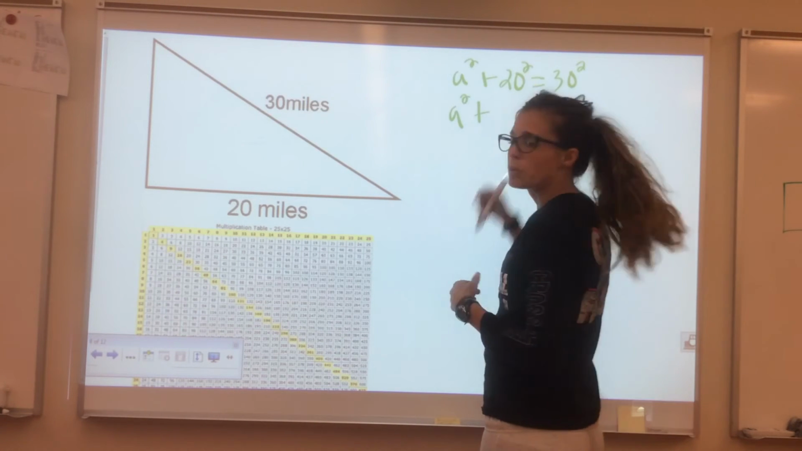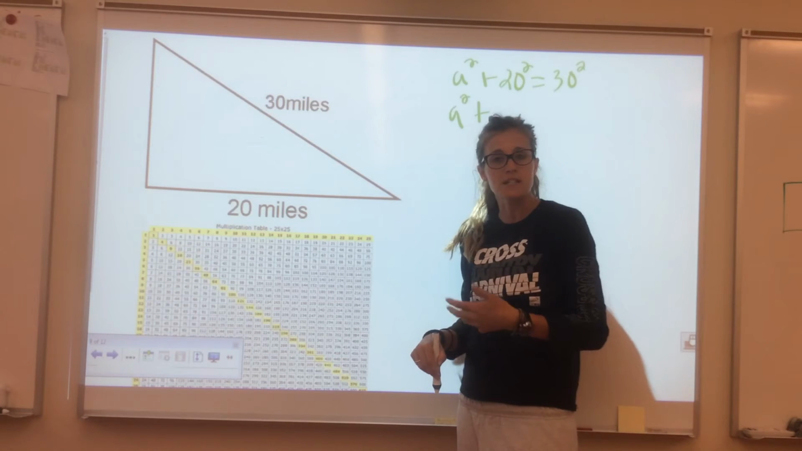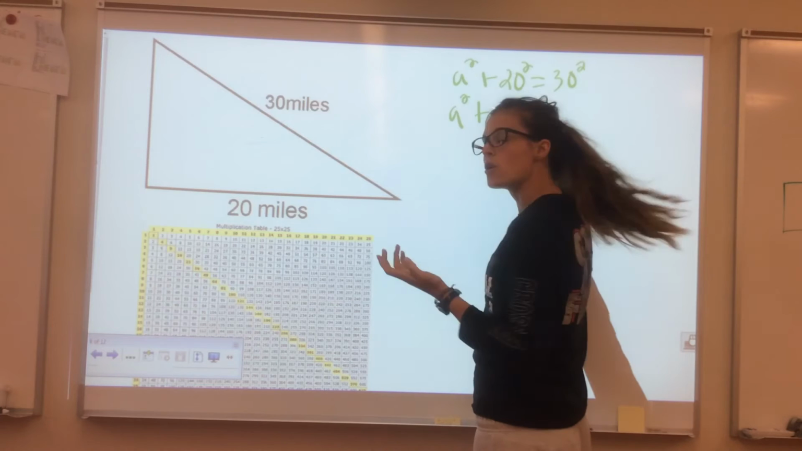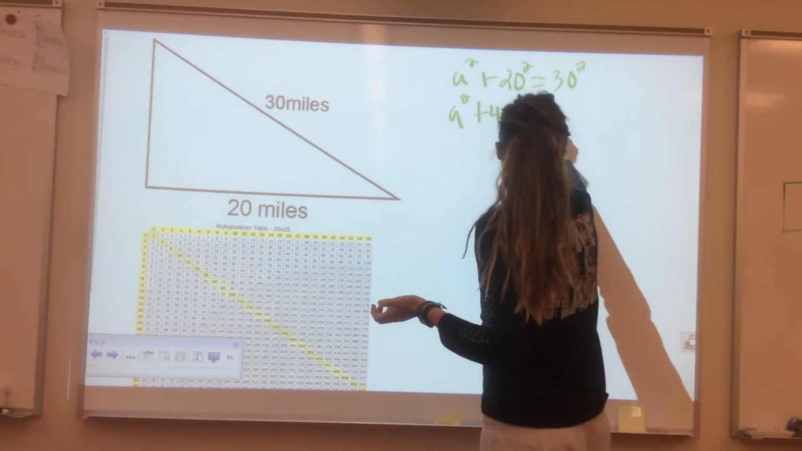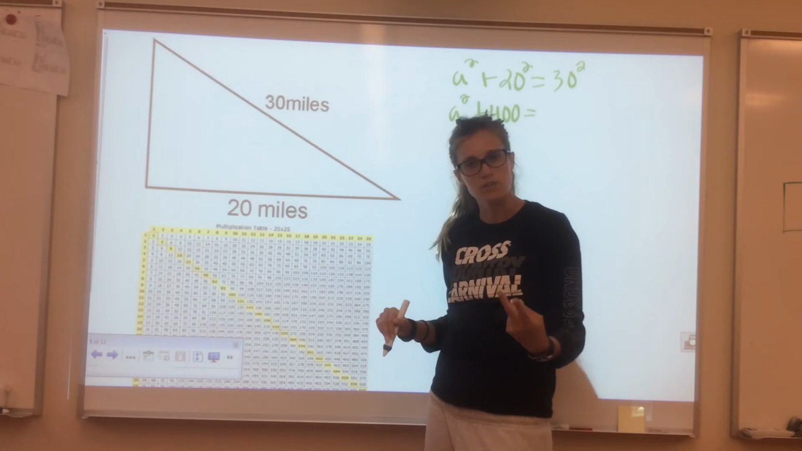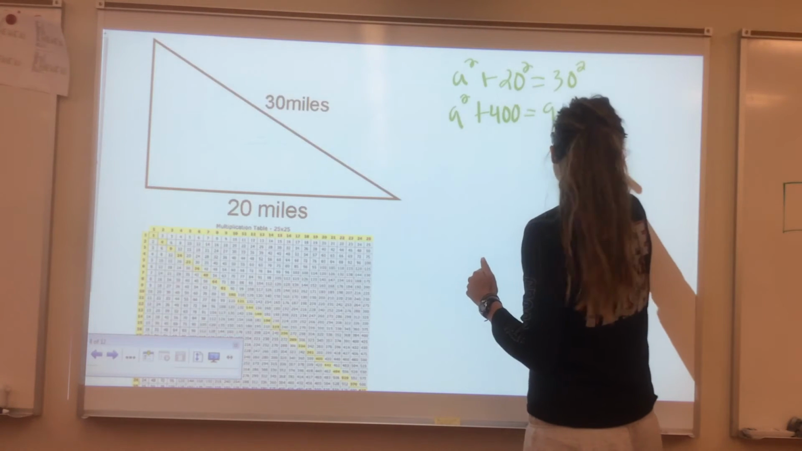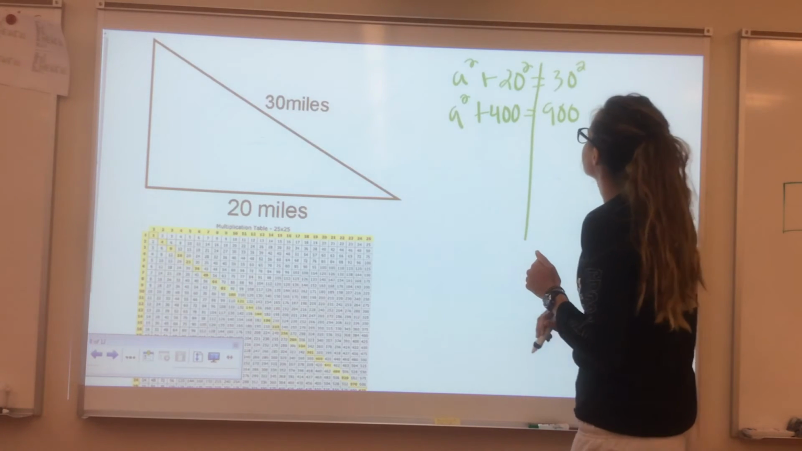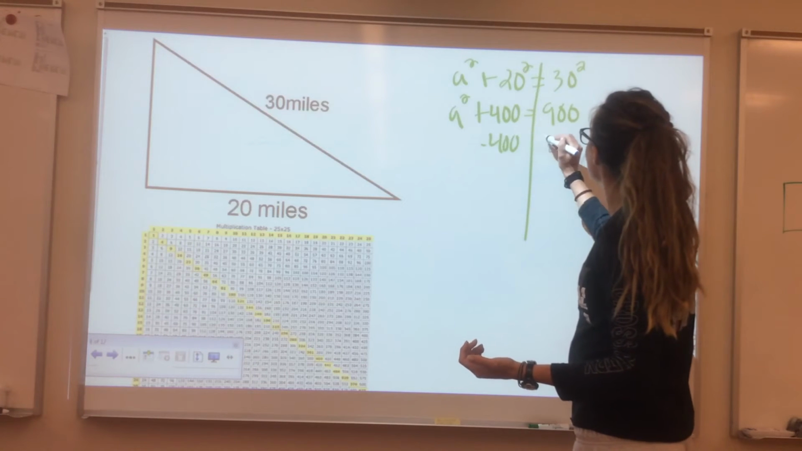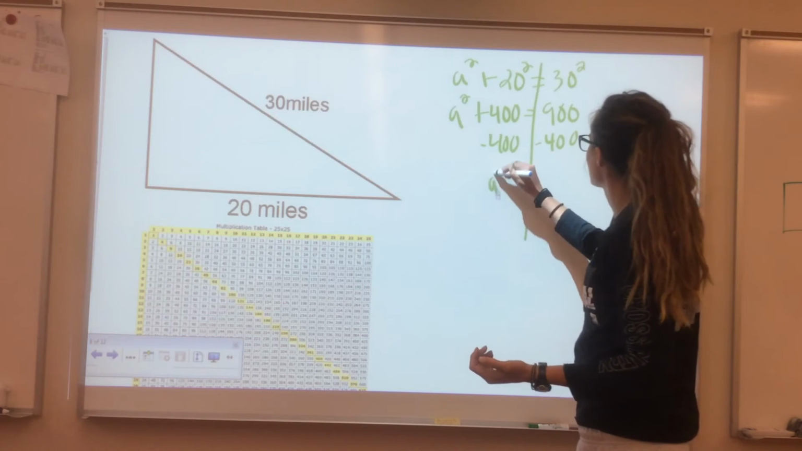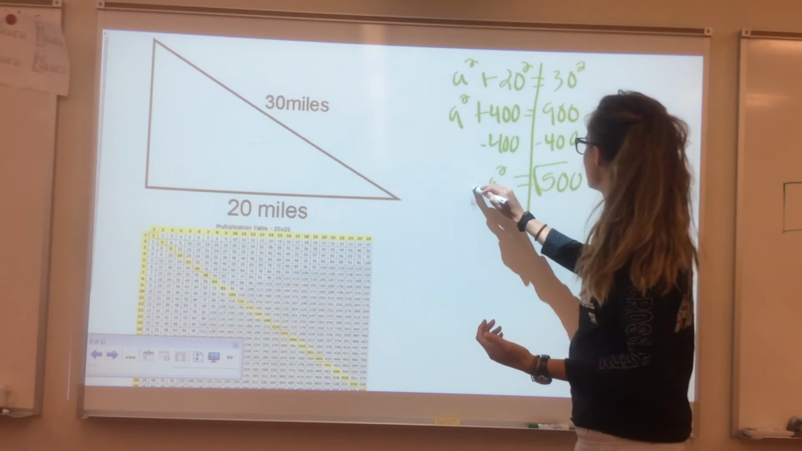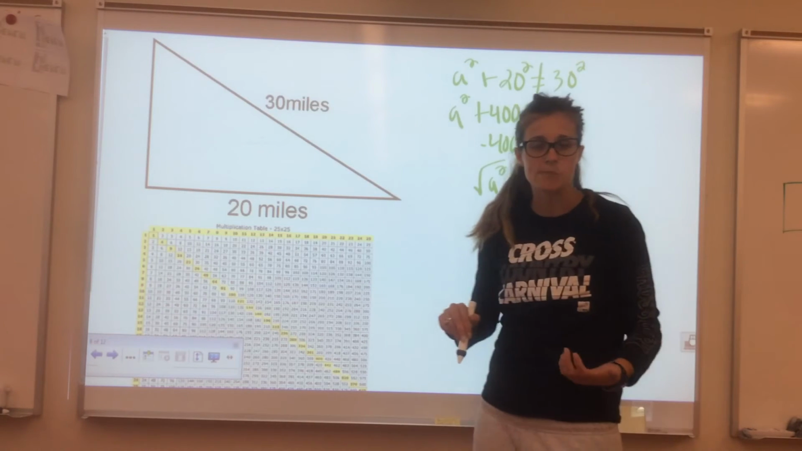Now 20 squared, 20 times 20, that's basically 2 times 2, but you add 2 zeros. 2 times 2 is 4, and adding 2 zeros, that would make 400. Same thing with 30 squared, 30 times 30. You do 3 times 3, which is 9, and you add 2 zeros, so this would be 900. So we're going to isolate A, subtract 400 from both sides. A squared equals 500, and then we are going to square root 500 to get A by itself.